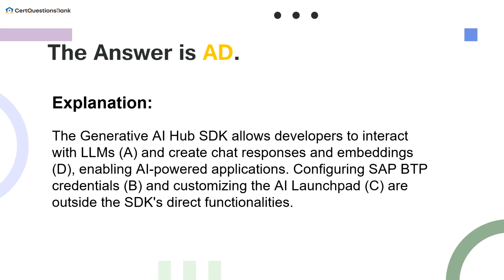The Generative AI Hub SDK allows developers to interact with LLMs, A. And create chat responses and embeddings, D. Enabling AI-powered applications. Configuring SAP BTP credentials, B, and customizing the AI Launchpad, C, are outside the SDK's direct functionalities.